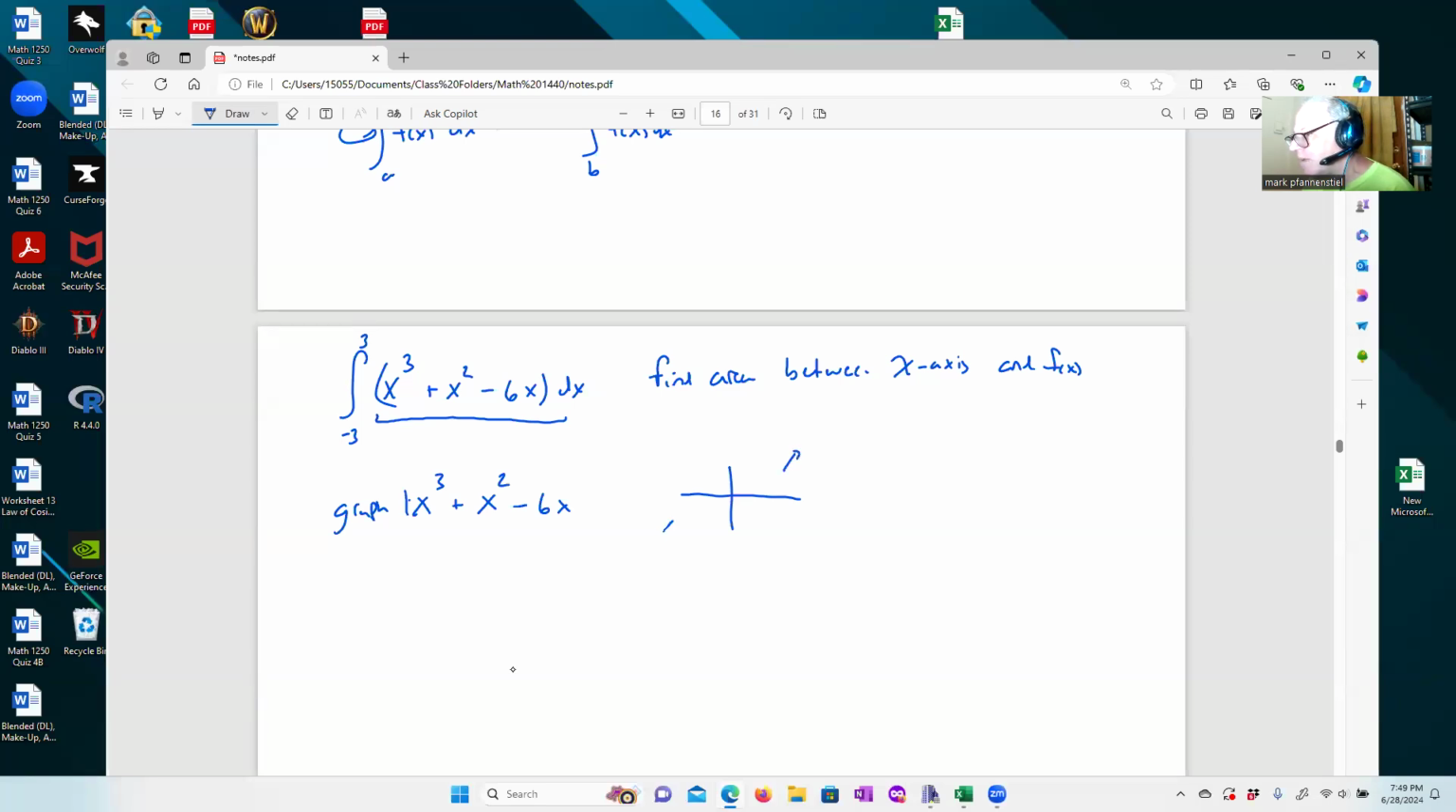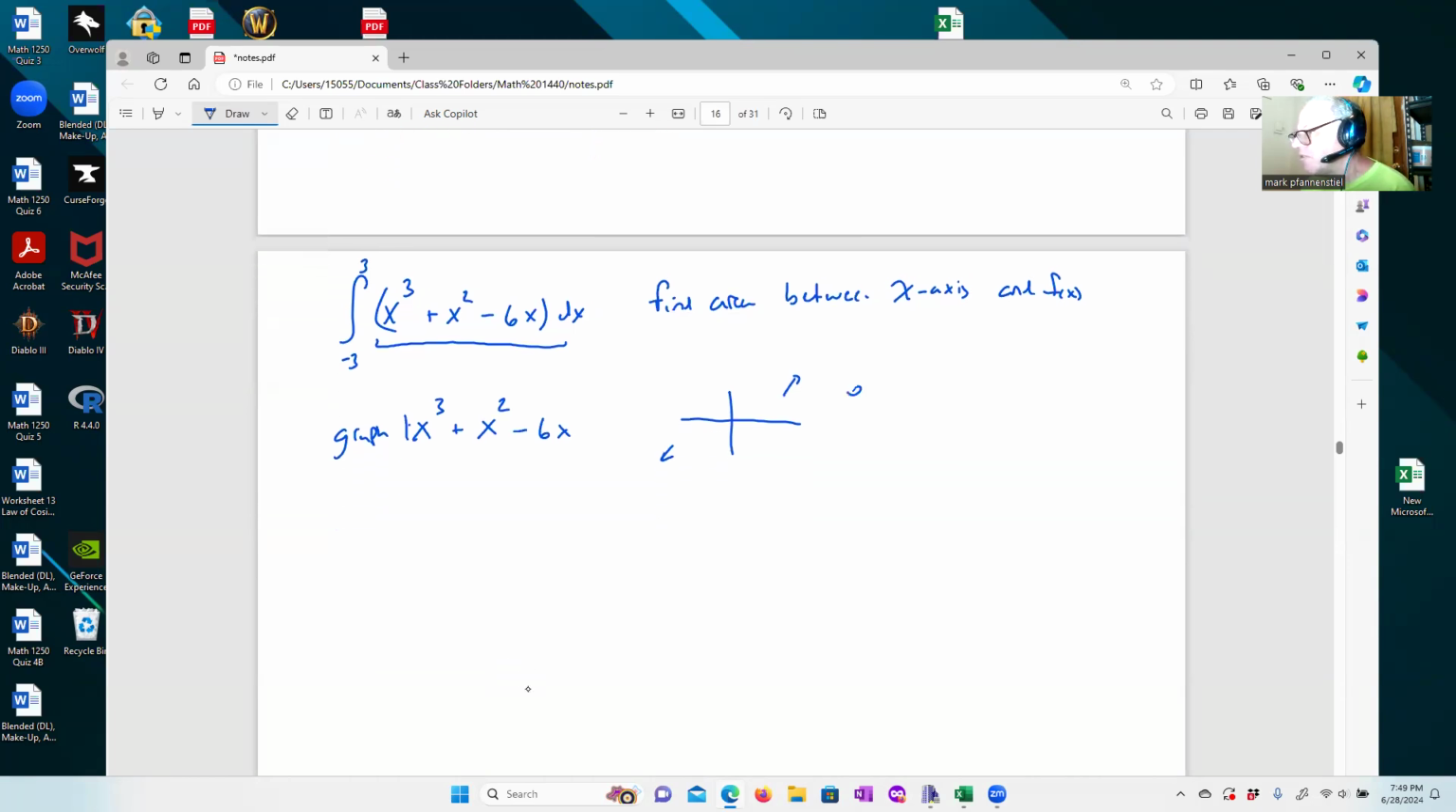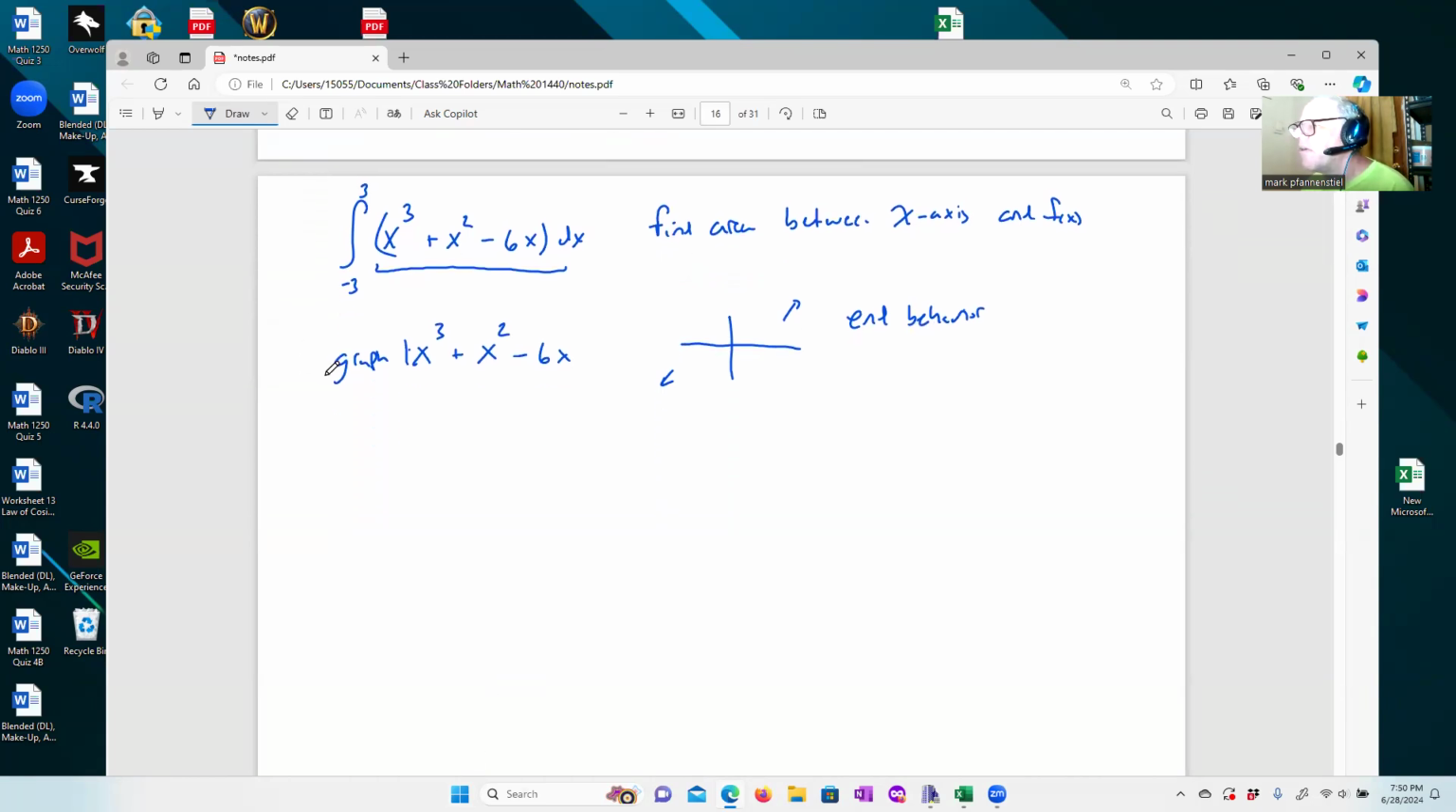So I know my basic shape is going to look like that, my end behavior. And what we have to do is find our zeros. So this is my end behavior here. We have this back from nightmares of college algebra. So we're going to find our zeros. I've got x cubed plus x squared minus 6x, which is equal to x times (x squared plus x minus 6). See how we just factored out an x there?